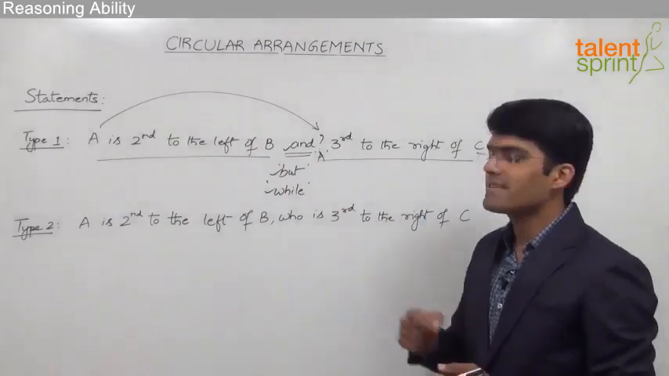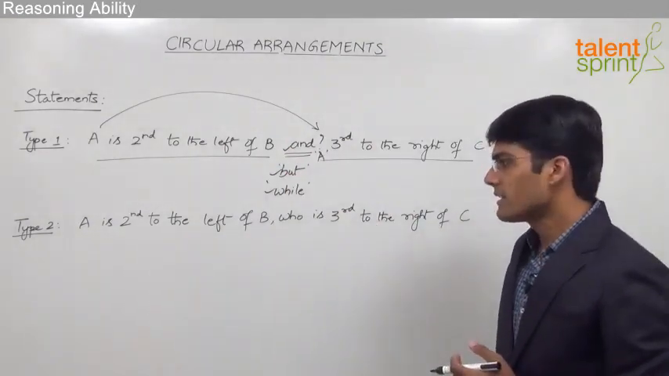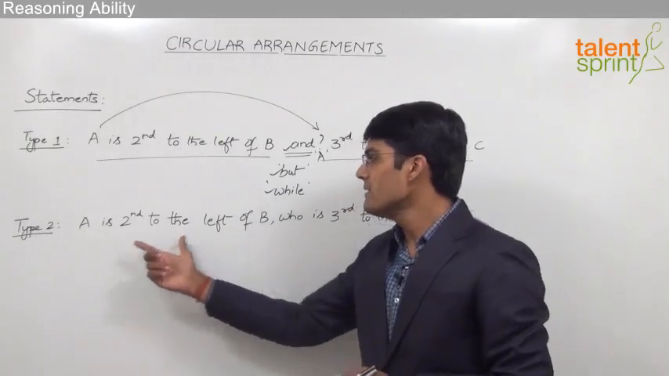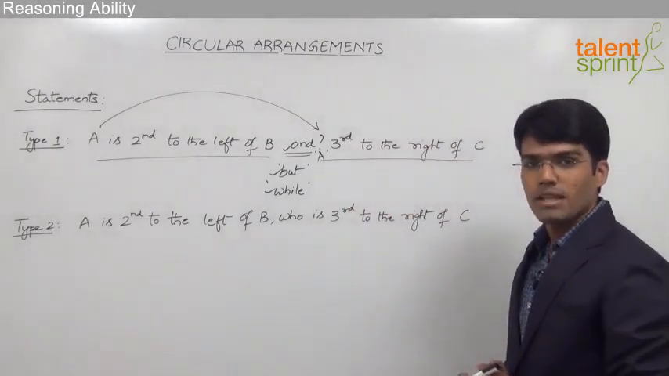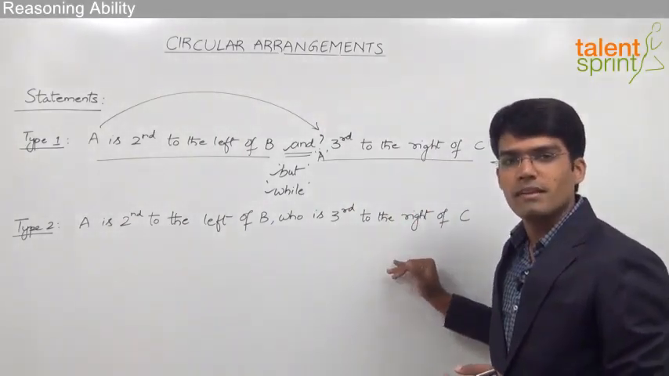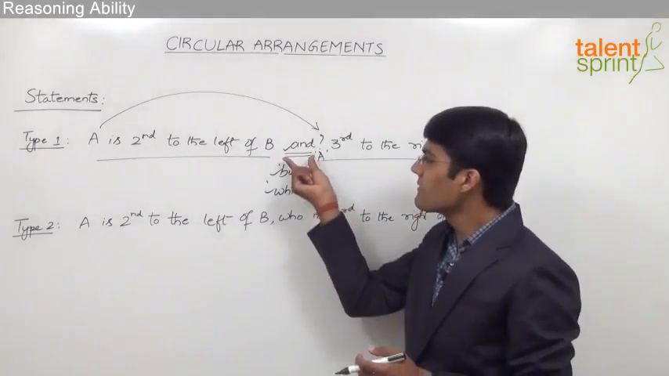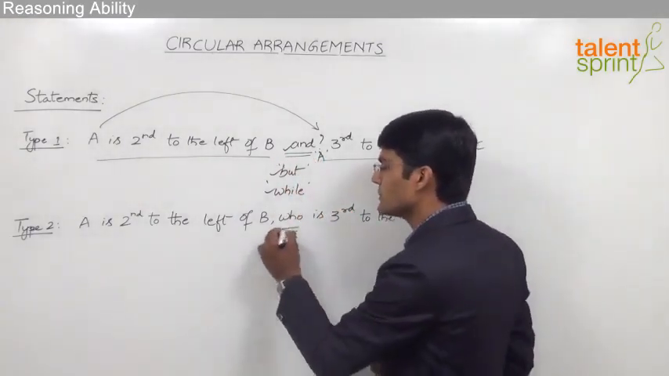Let us now take the second type of statement which is given in case of circular arrangements. Here the statement is A is second to the left of B who is third to the right of C. As you can observe, the difference between type 1 and type 2 statement here is only that in place of the words and or but or while, here we have the word who.